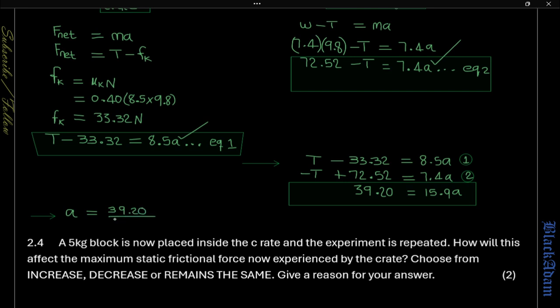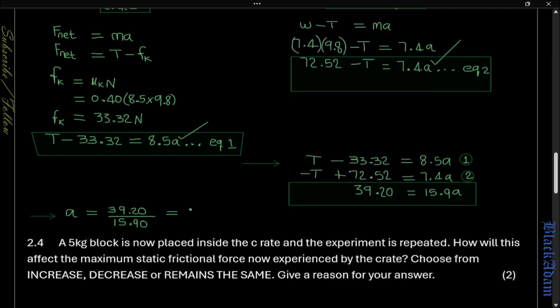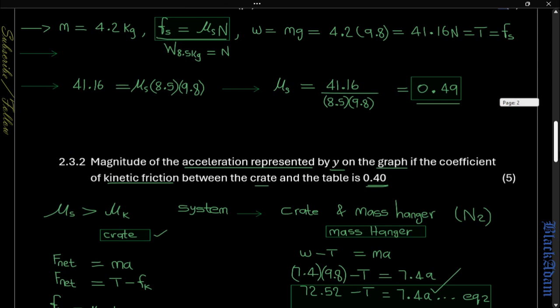So A is going to be 39.20, divided by 15.9. Let me look at the calculator once again. 39.20 divided by 15.90 gives us 2.465, so it's 2.47. The unit is meters per second squared. So that's our value for acceleration, and that's our answer.